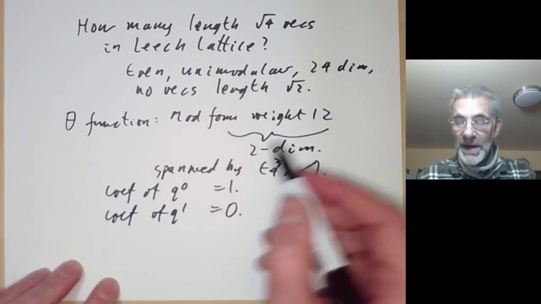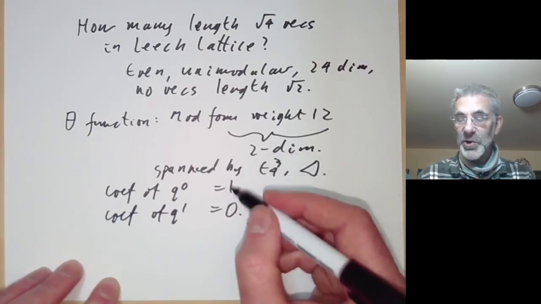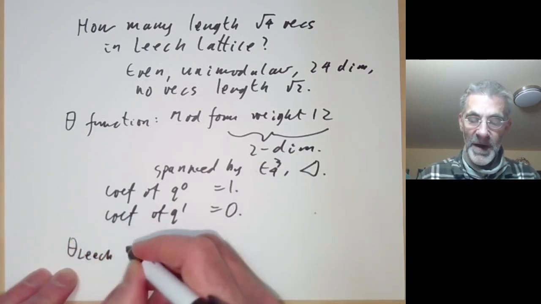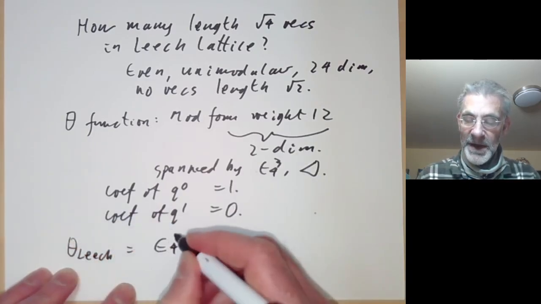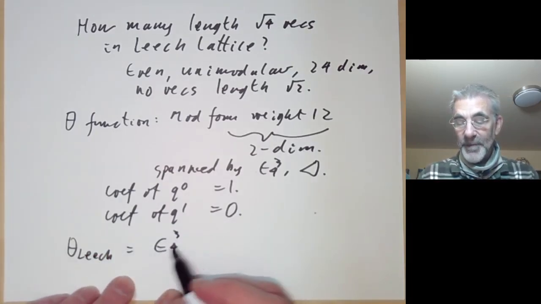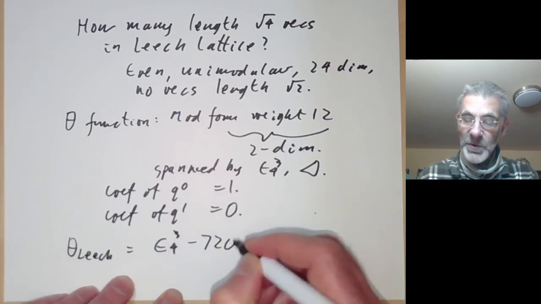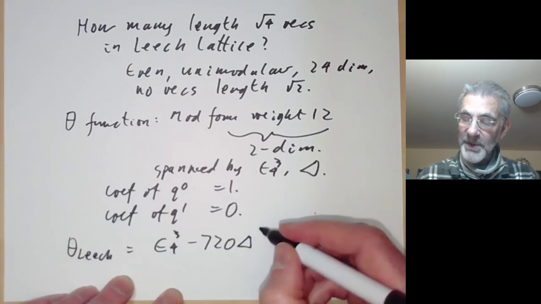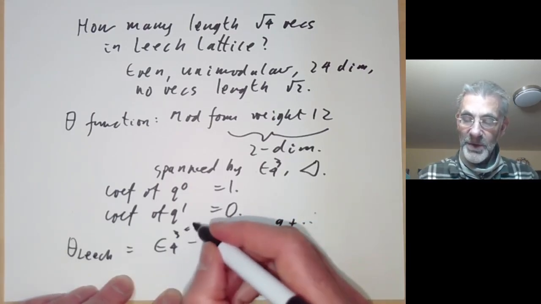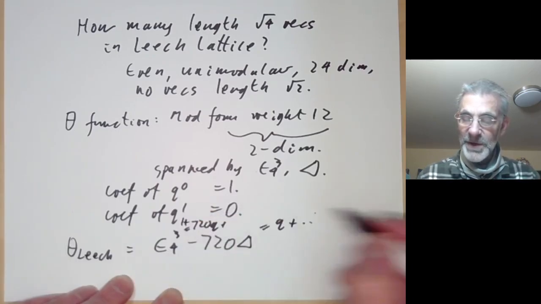And so this uniquely determines its theta function, because it must lie in a 2-dimensional space, and we found 2 linear conditions on it. So the theta function of the Leech lattice must be, well, we take E4 cubed to get it to have constant term 1, and then we subtract 720 copies of delta. So you remember delta is equal to q plus something or other, and E4 cubed will be equal to 1 plus 720q, and so on.